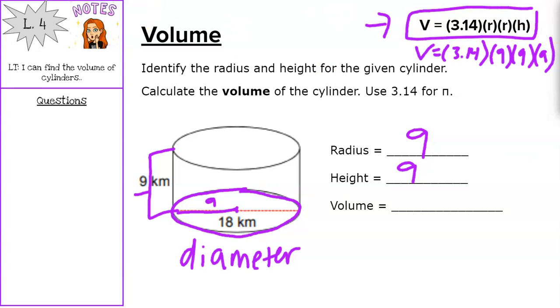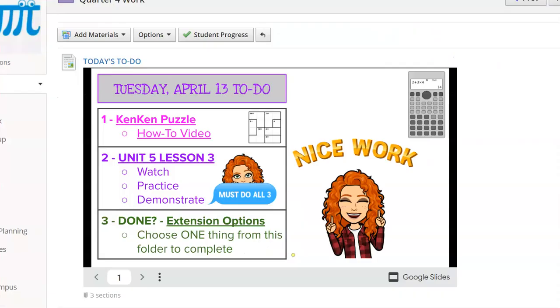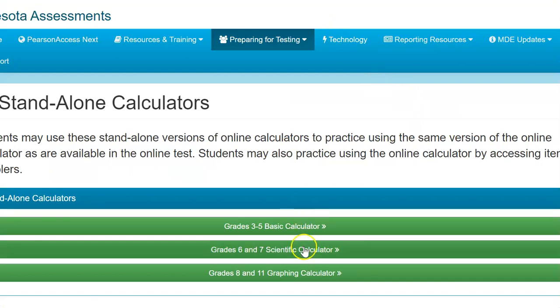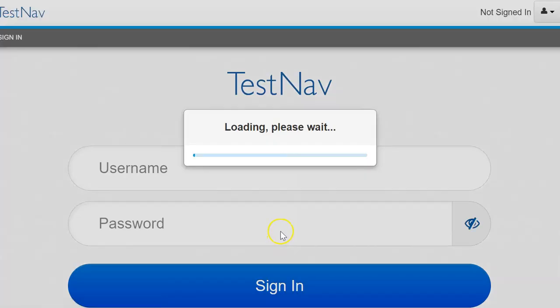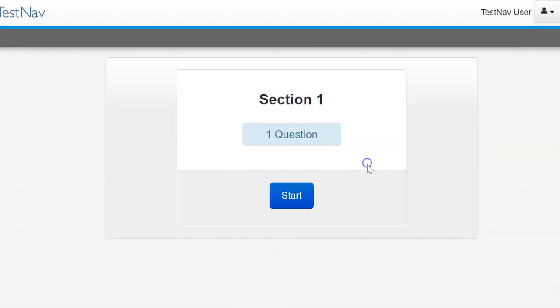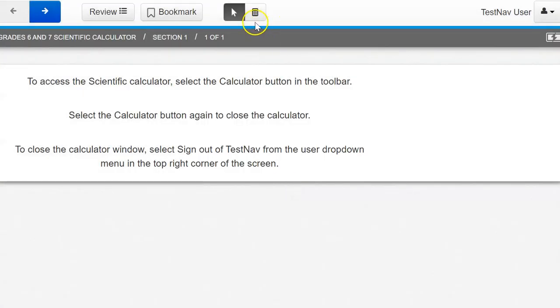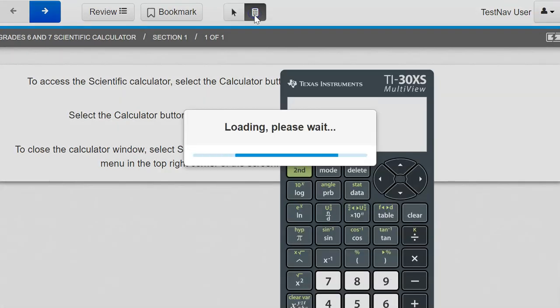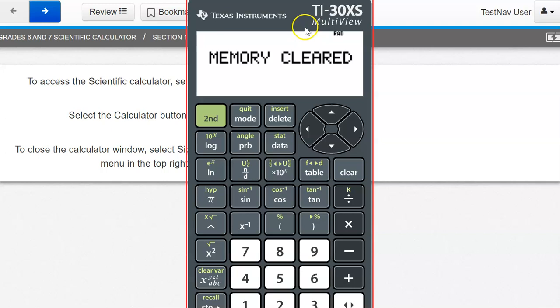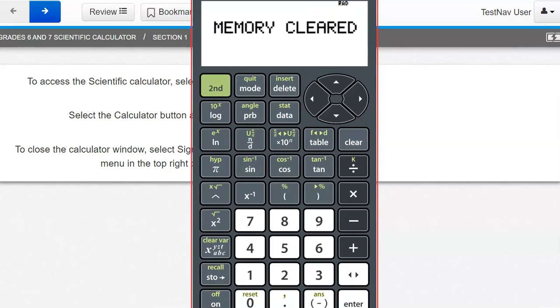So again, I'm going to show you how to get to that calculator. We're going to go to Schoology and go to our Today's To Do, and you have that calculator image right here on the side. Click the calculator image. We're going to click grade 6 and 7 scientific calculator because we're in 7th grade. Press start again, and then we're going to click the calculator image at the top. Once there, we can type in our math that we need.